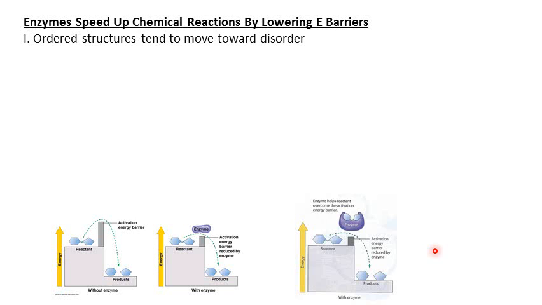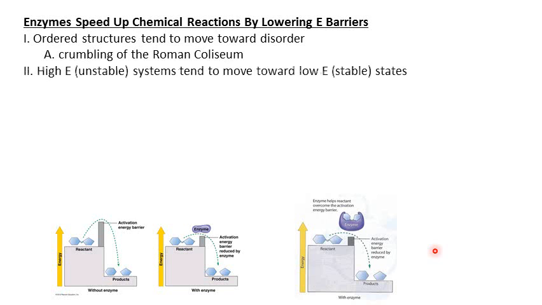Now, it's not uncommon. As a matter of fact, it is common. What happens is that structures or molecules that are highly ordered tend to move towards disorder over time. You can think about the Roman Colosseum and how it's crumbling over time. So what happens in nature is that high energy systems, unstable systems, tend to move towards low energy states, towards greater stability, in other words.